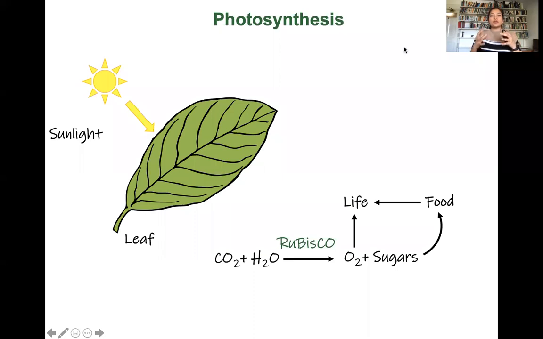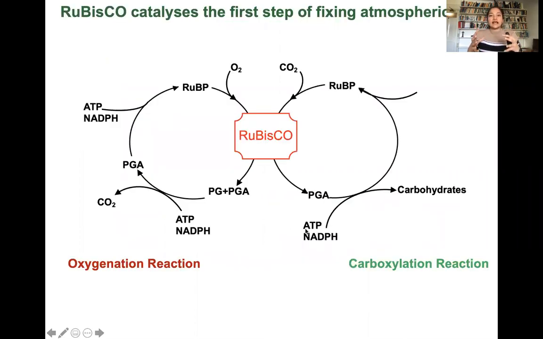Photosynthesis is one of the most important biological processes on Earth. It fuels life on this planet. It is the process by which plants utilize sunlight and atmospheric carbon dioxide to produce organic carbon in the form of carbohydrates and sugar. Rubisco is the enzyme that facilitates photosynthesis. So Rubisco catalyzes the first step of fixing atmospheric carbon dioxide by carboxylation reaction. So on the right-hand side of your screen, you can see the set of reactions that are actually important for fueling life on this planet.